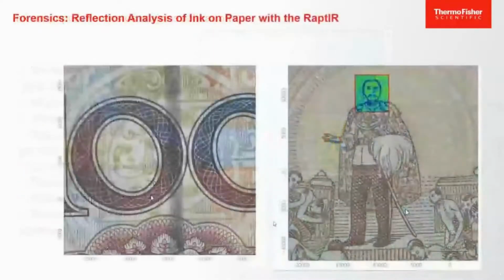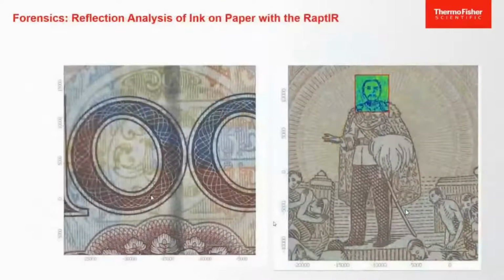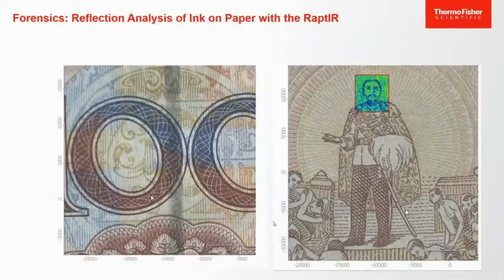This is the image I showed on the first screen. On the left, you can again see the quality of the visual imagery. The band that you see in the middle is not a mosaic. That's actually the security strip in that particular currency. And on the right is a Thai baht, where we zoomed in on the head of the emperor and just analyzed that. So you can see the different inks, the different resolution there in the material. So it's very nice imagery with the RaptIR.